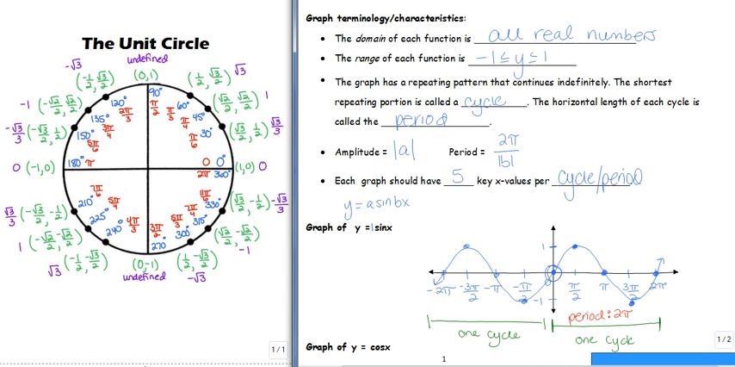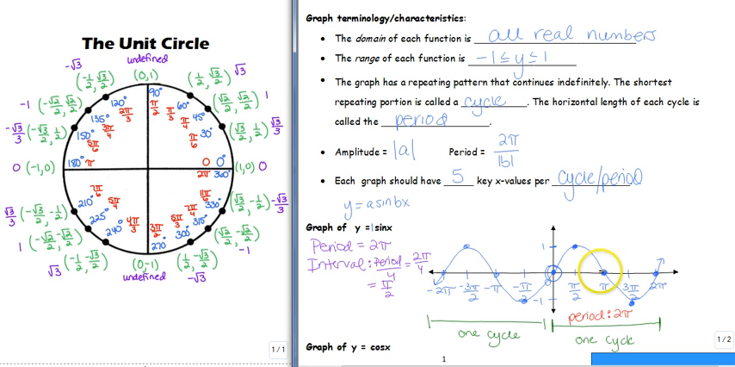So as we look at this information, we already talked about the fact that our period was 2 pi, because 2 pi divided by 1 is just going to be 2 pi. The next thing that you're going to have to give me is the interval. And we haven't talked about the interval yet. The interval is the distance between each of your tick marks. And in order to find that, you take your period and you divide it by 4. So in this case, 2 pi divided by 4 gives us pi over 2.